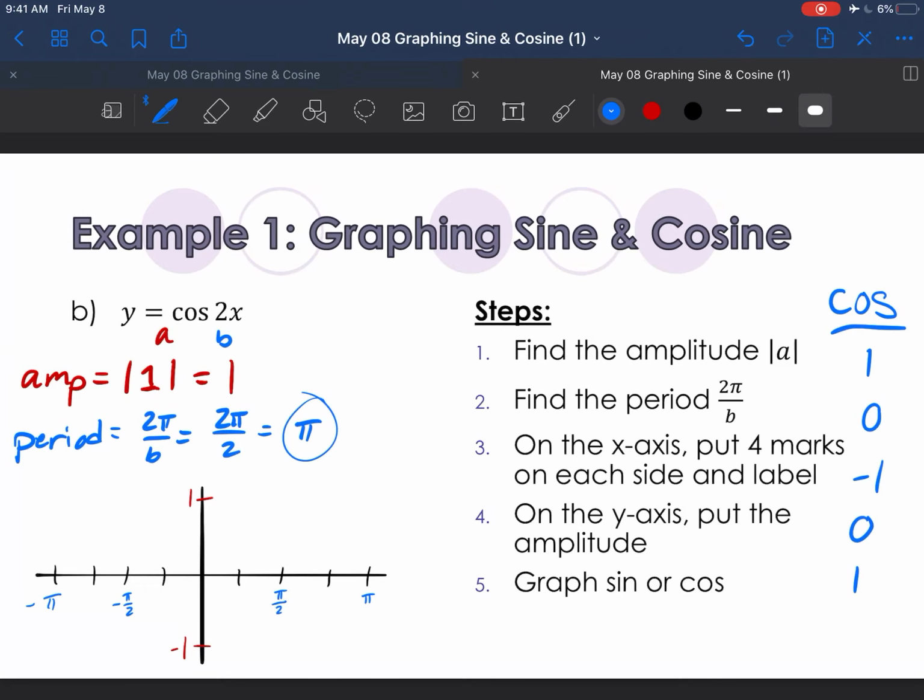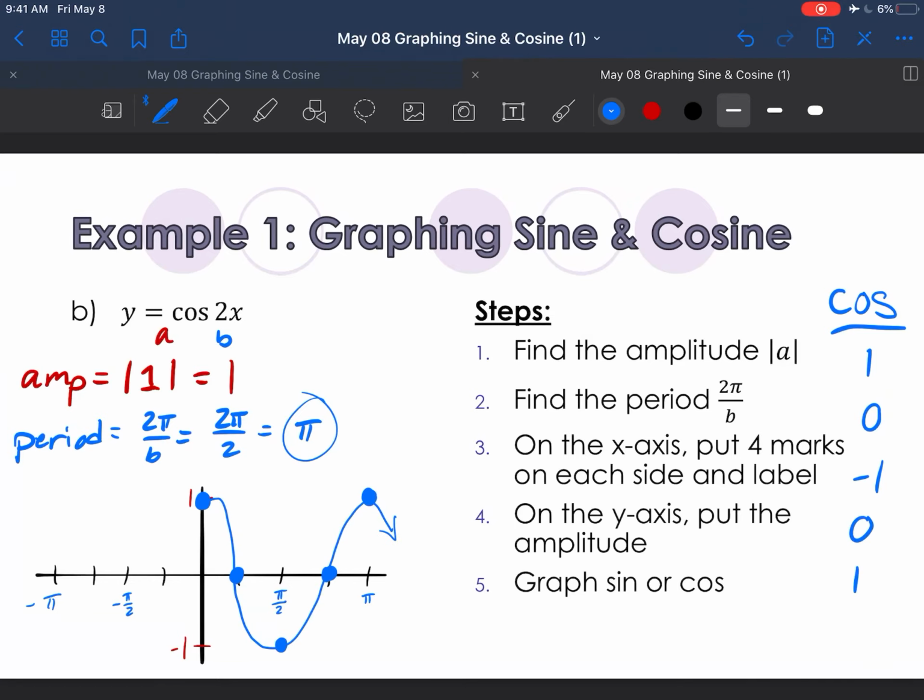So cosine starts at the top at 1, then it goes to 0 on the next mark over, and then the next mark it goes into the negatives, then the next mark it goes back to 0, and then the last mark it goes back up to 1, where it started. Connect the dots, and there's your cosine wave.